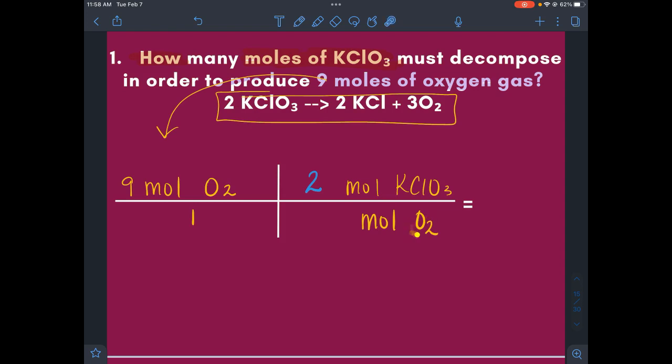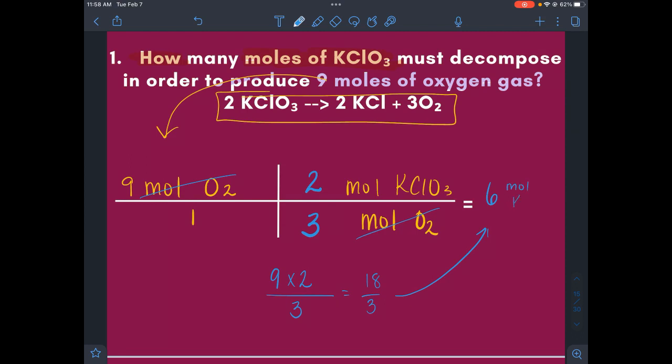And on bottom, we have O2. So I'm going to pull the coefficient from that chemical. The coefficient for O2 was 3. Okay, we cancel out the units that cancel, cross, cross, and now we're ready to do the math. We remember that we multiply the numbers across the top and then divide by the bottom. So this is going to be 9 times 2 divided by 3. So that's 18 divided by 3. So our answer is 6.